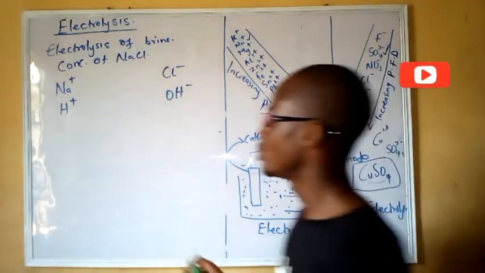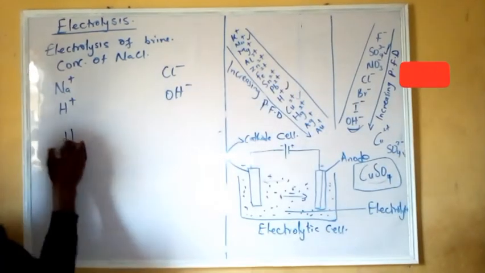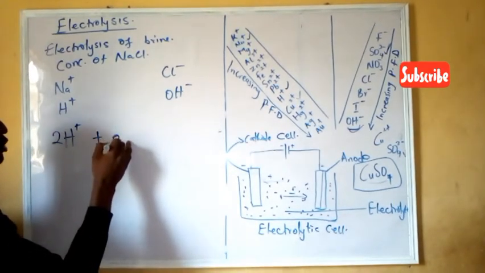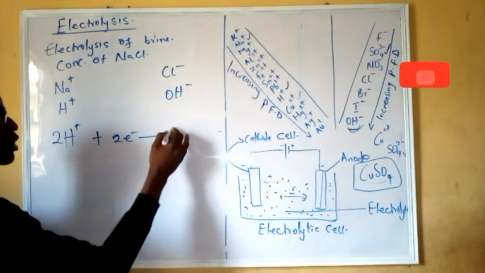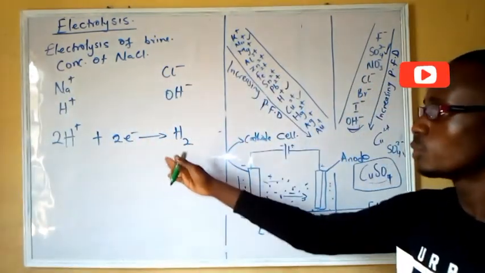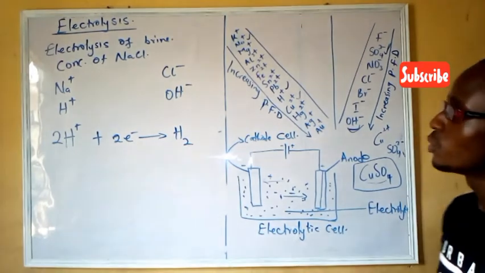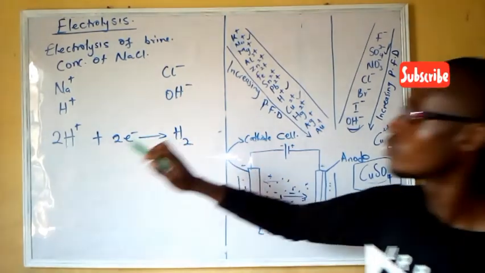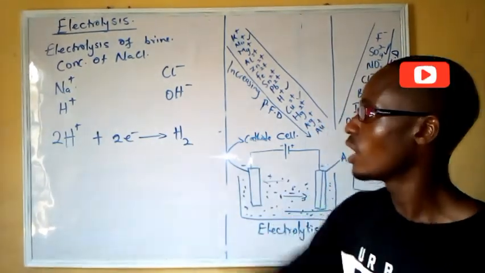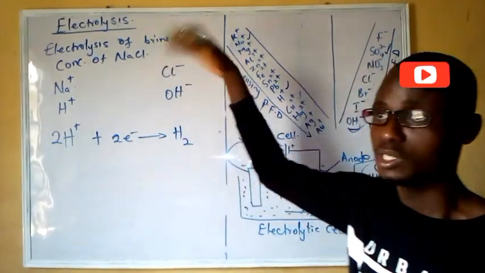So at the cathode, we have H+ accepting two electrons and becoming hydrogen gas, which is released at the cathode. So we call this the cathodic reaction. Then we have Na+ ions left in solution after hydrogen has been discharged.